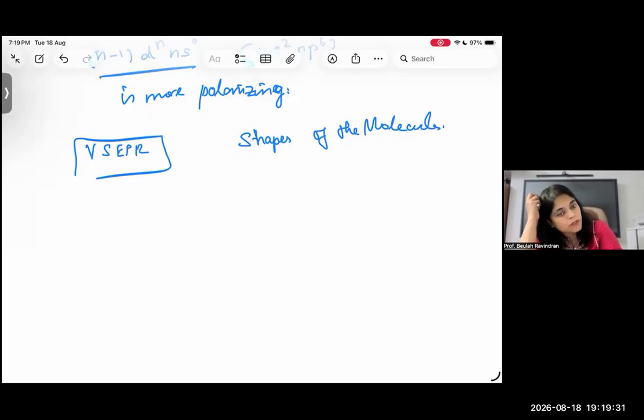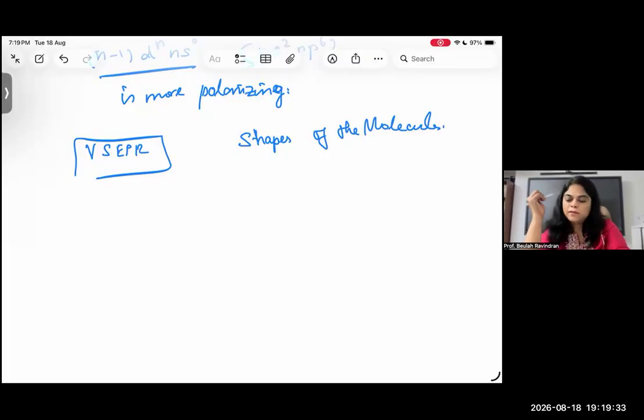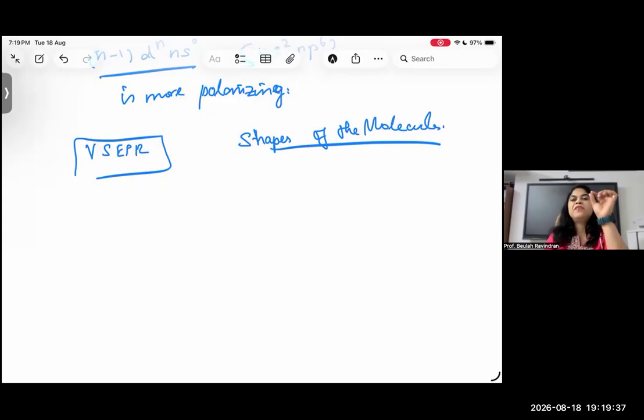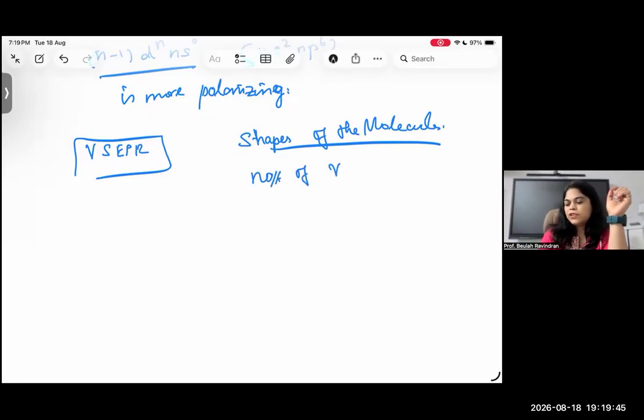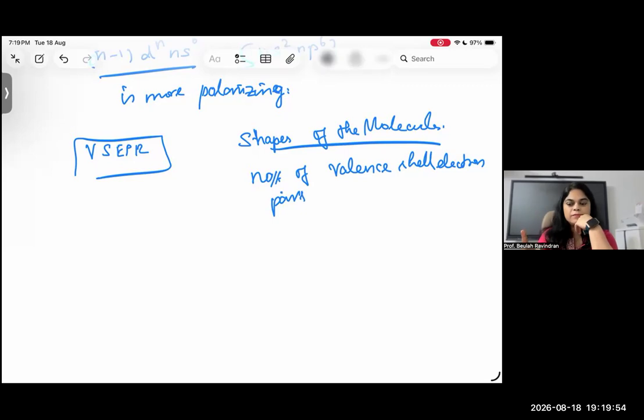And the important postulates of this theory are: the shape of the molecules depends upon the number of valence shell electron pairs. So, what does it depend upon? The number of valence shell electron pairs around the central atom. Okay? So, this is VSEPR.